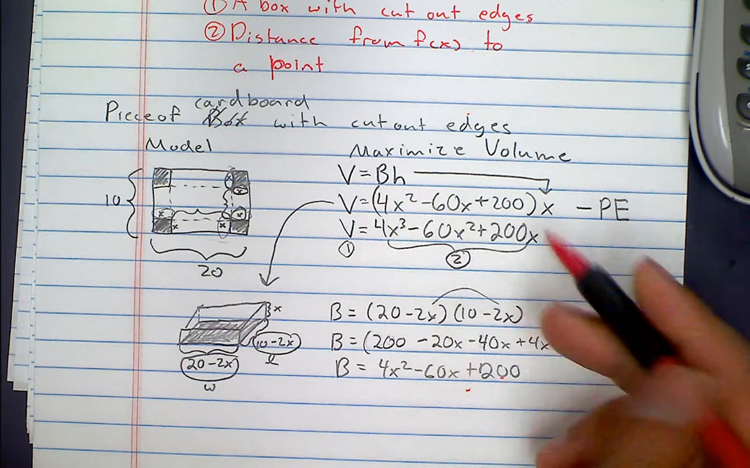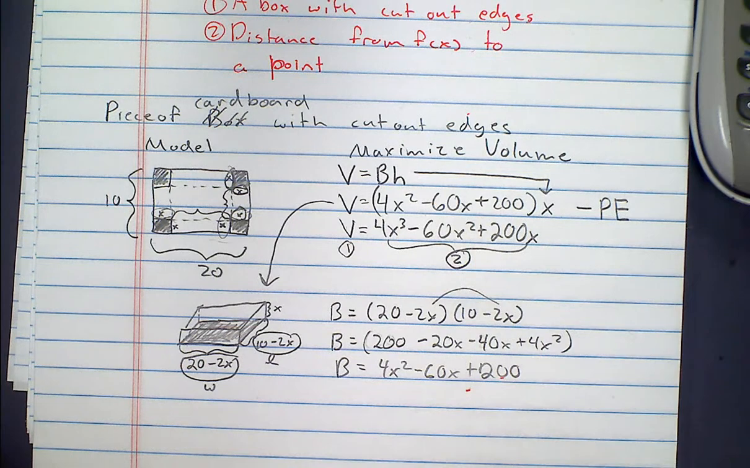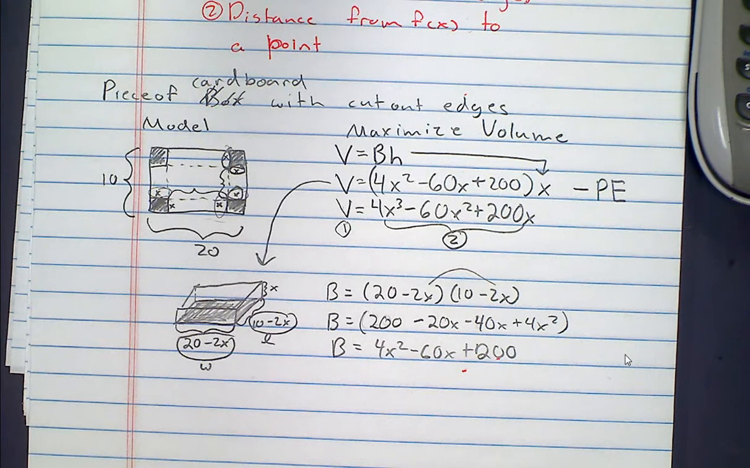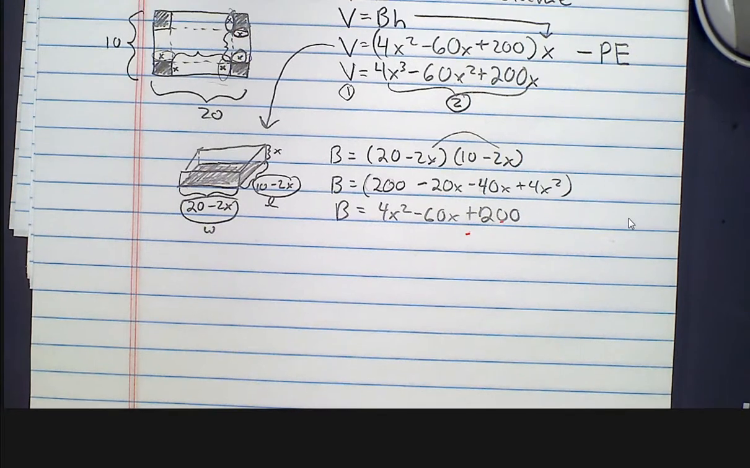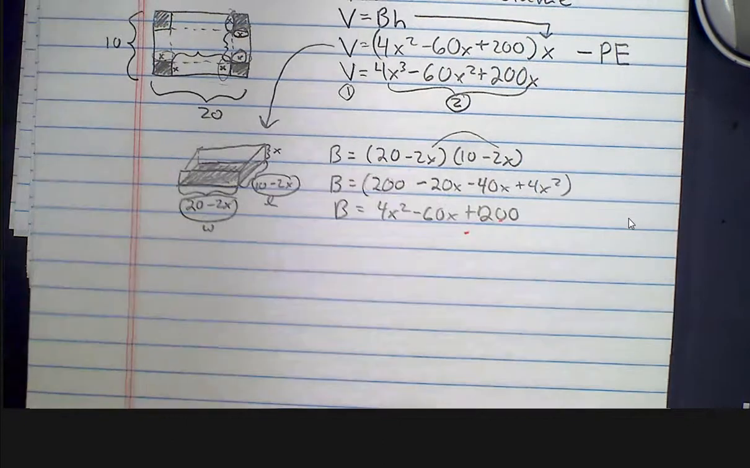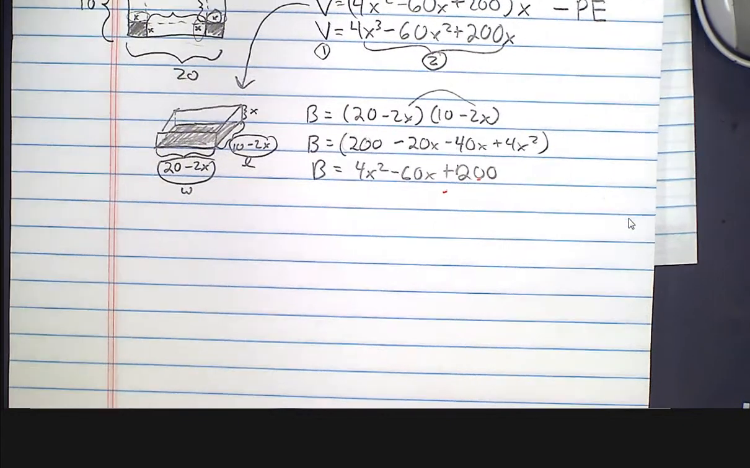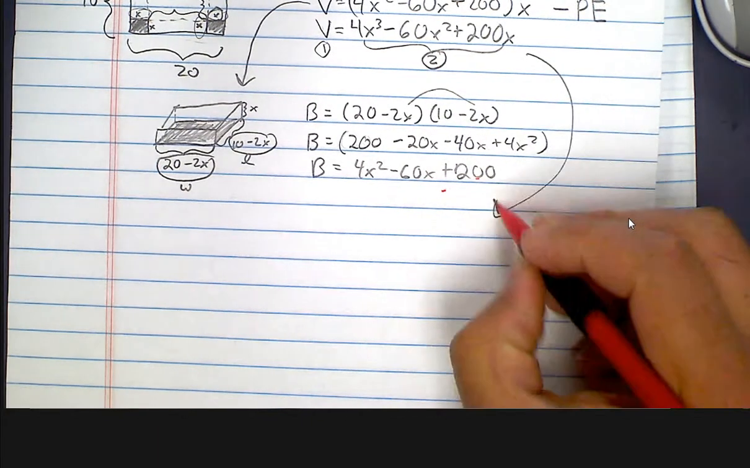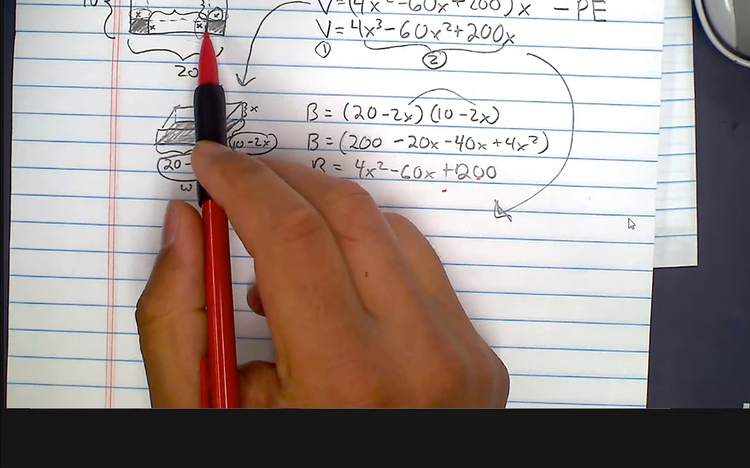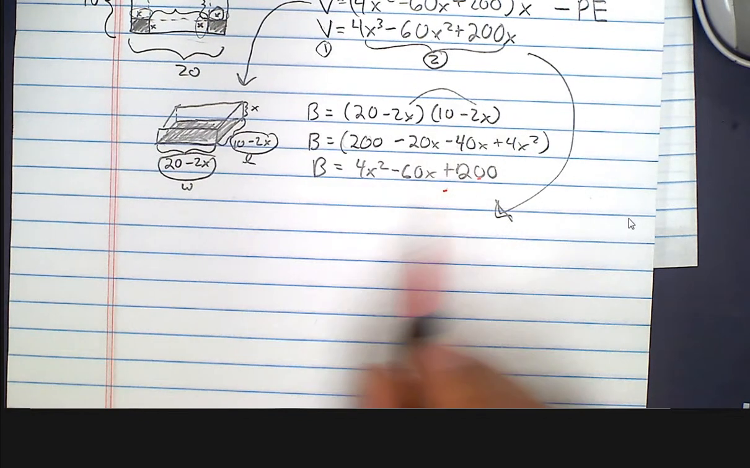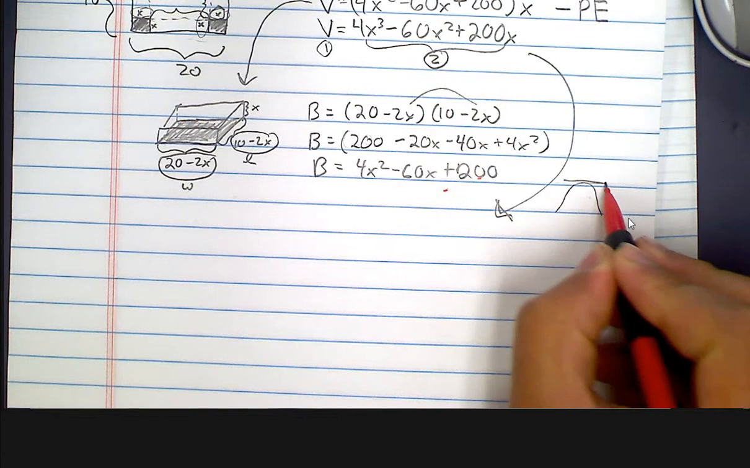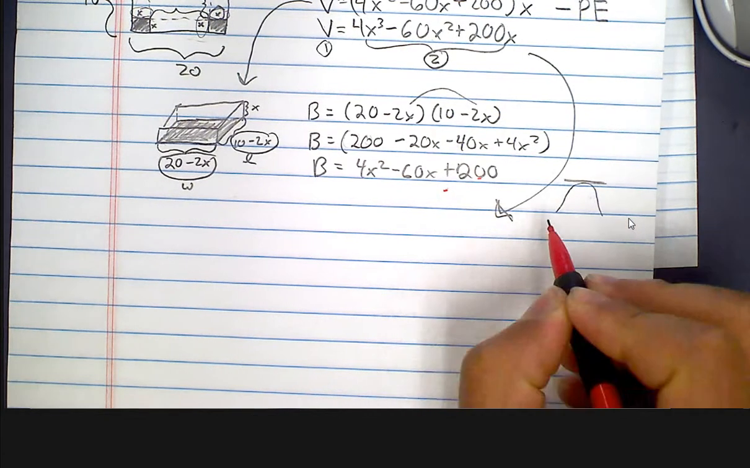So the base is length times width. Alright, so let's finish this problem. Okay, so right here we're optimizing the volume of the box, so we need to take the derivative and set it equal to 0 to find that maximum value of x for this side of x, because we all know that the max occurs at a horizontal tangent line where the derivative is equal to 0.